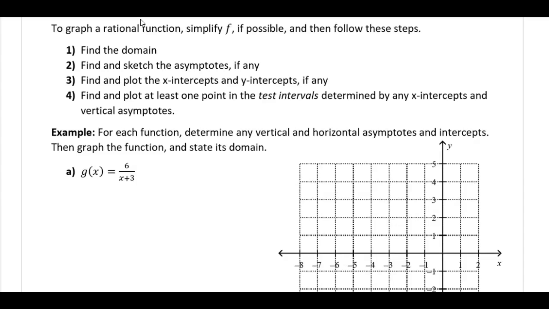So we need to graph a rational function, simplify f if possible, and then follow the steps. 1, find the domain. 2, find and sketch the asymptotes, if any. 3, find and plot the x-intercepts and y-intercepts, if any. 4, find and plot at least one point in the test intervals to determine any x-intercepts and vertical asymptotes. All right, so 1, find the domain.